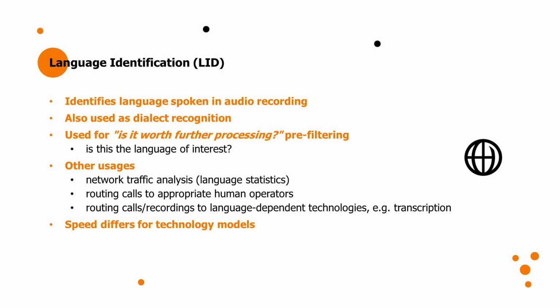Phonexia language identification can identify the language or dialect spoken in an audio recording. It can be used as filtering technology to simply filter out recordings not in the language of interest. Other possible use cases for language identification are call traffic language coverage analysis, routing calls to appropriate human operators, like for example in multilingual call center, or routing calls or forking audio recordings processing to language-dependent technologies like speech transcription or keyword spotting. Similarly to other technologies, language identification comes in more variants called models, differing in processing speed and accuracy, fast but less accurate models and more accurate but slower models.